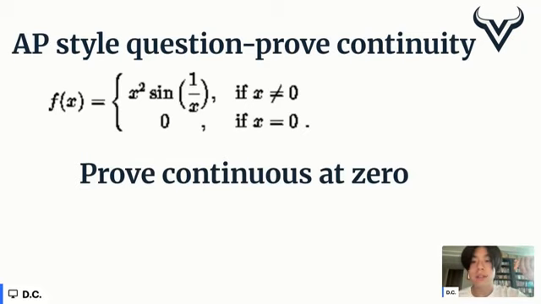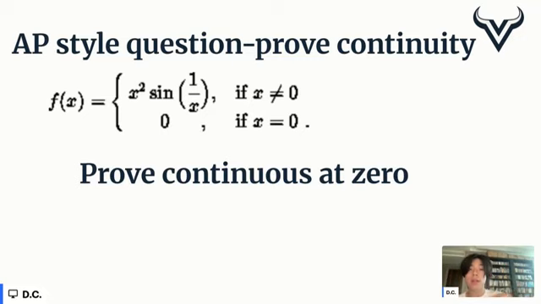When f of x is not 0, the function is x squared sine 1 over x, and when x is 0, it is 0. If we want to prove continuity, you can pause the video and try it yourself.